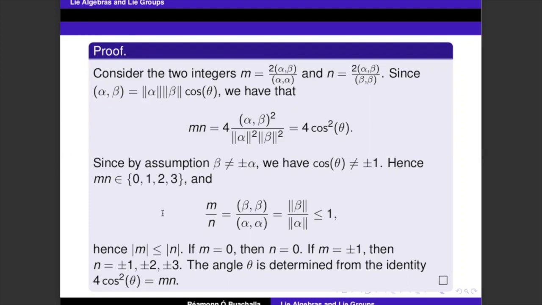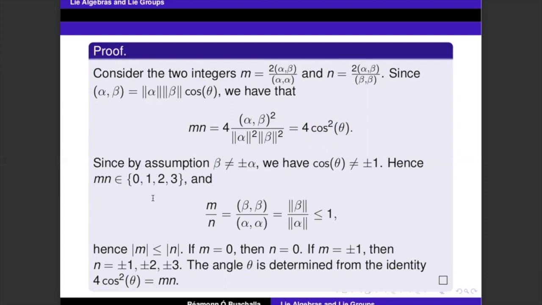So that means that n and m must be contained in 0, 1, 2, or 3. Okay, we've got this number here, this cos squared, something which is greater than or equal to 0 and strictly less than 1. And when you multiply it by 4, you get an integer. Well, the only integers contained in this are going to be 0, 1, 2, or 3. Basically, the point is that we've excluded 4 from this condition here, because this condition excludes 4.